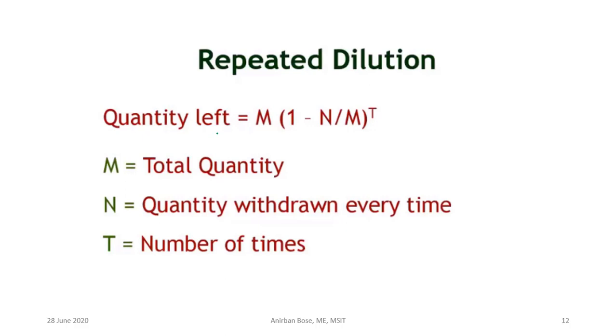The quantity left is equal to the initial quantity into (1 minus n divided by the total quantity) to the power t. Here n is how much is taken out in one turn, and t is how many times the process has been repeated. So using this formula many times will help to solve some of the problems. Let us see some examples.